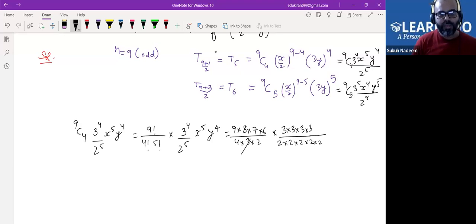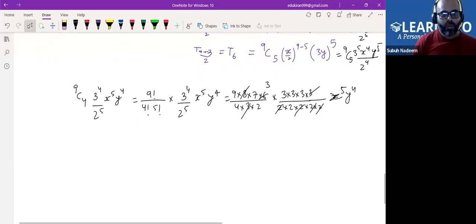So 1, 3 will cancel here. And 8 and 3, 2 will get cancelled. And then we have this 2, 3 is 6. That's it. And then x to the power 5, y to the power 4 is of course there. So when you calculate this, it will become 9 into 3 into 3 into 3. So it is 1, 2, 3, 4, 5, 6, 3 to the power 6.